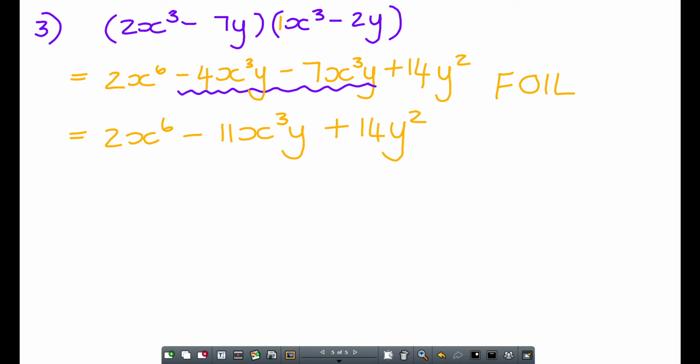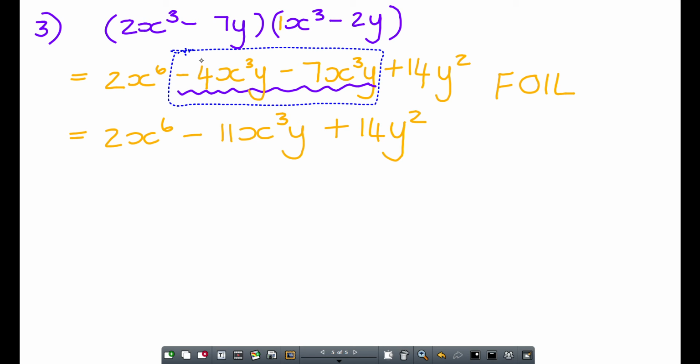Do you guys see how we got there? Remember, this one, there weren't any like terms, no? So it stayed 2x to the power 6. Now, these two were like terms, so I could go and simplify them. Now we use our calculator. Remember, this is now not multiplication. It's normal minus.